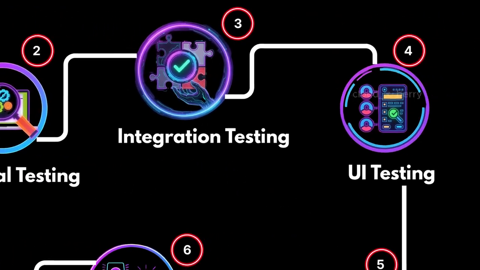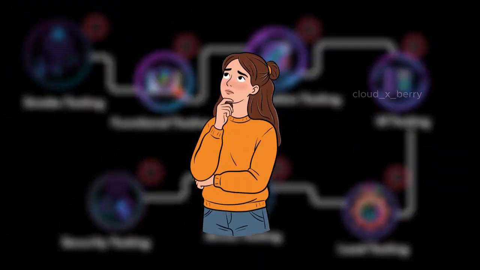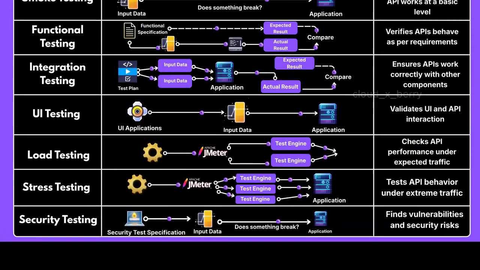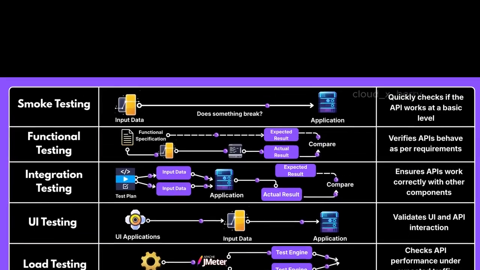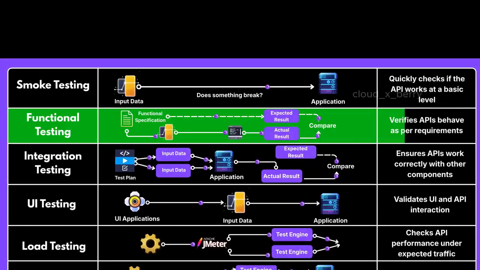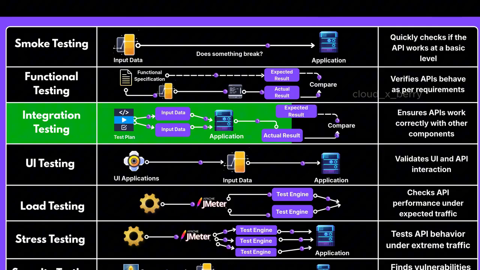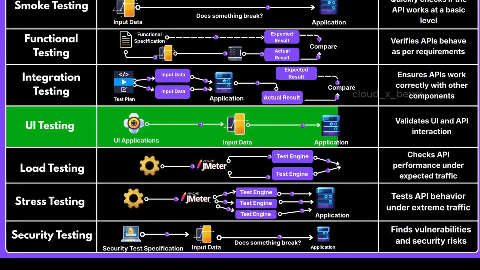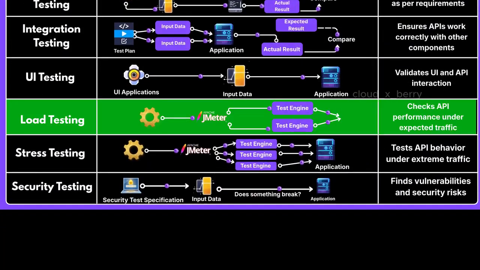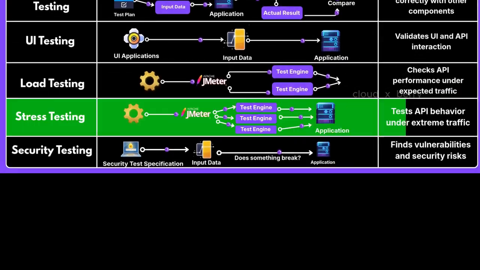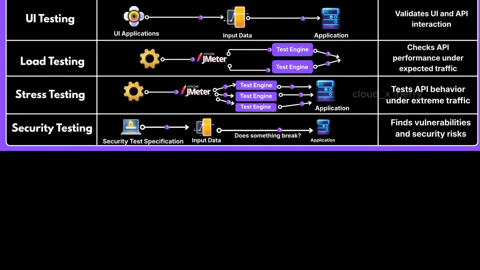When you step back and look at all these testing types together, you realize something important. Testing is not a single activity, it's a progression. You start by checking if the system is alive. Then you verify if it works correctly. Then you ensure different components work together. Then you validate the user experience. Then you test performance under expected load. Then you push the system beyond its limits. And finally, you make sure it is secure.